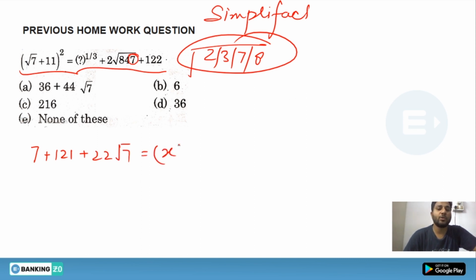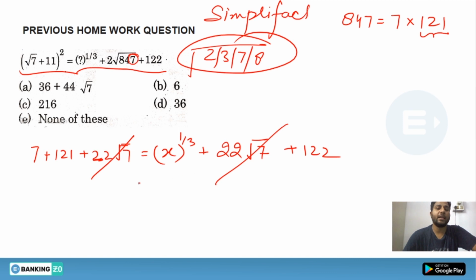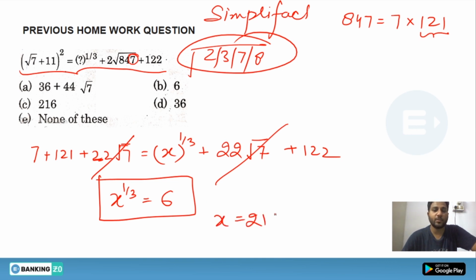All right, and you will suppose x for the question mark. After that, the hidden concept is that once you have got a value in square root 7, since this number doesn't belong to any perfect square number, it has to be a multiple of 7, because of the equal portion elimination. When you simplify 847, you will get to know that it is a product of 7 into 121, and 121 is the perfect square of 11. So 11 will come out of the square root and it will become 22 root 7 plus 122. So these two numbers will be eliminated, and x to the power 1 by 3 would be equal to 6. That means your x value has to be equal to 216.